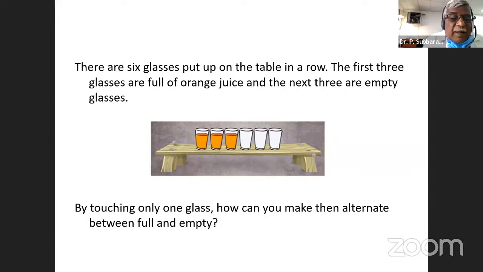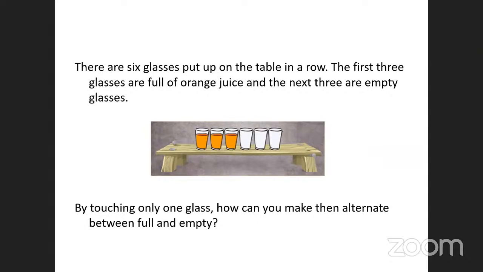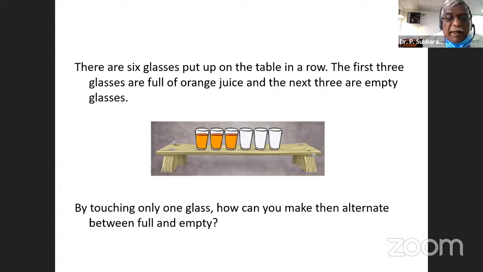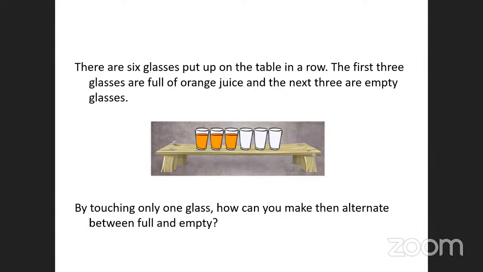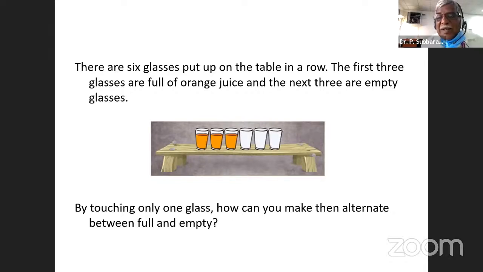Okay, you see, if this is the center glass, you can pour the juice from this glass into this glass. Then is it becoming full, empty, then full, empty, full, empty? Do you understand? Is it clear? Yes, sir. We already told. Oh, you all told. Okay, thank you very much. Very good. Next.